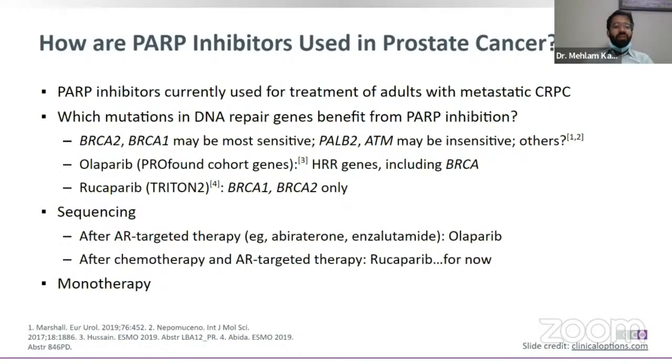So how are PARP inhibitors used? They are currently used in treatment of metastatic castrate-resistant prostate cancer, mostly in those which have biomarkers like mutations in the DNA repair genes, that is BRCA1, BRCA2. They may be most sensitive. The rest are other genes like the HRR gene mutations, which is done on NGS. The other drug, rucaparib, is mostly used for BRCA1 and BRCA2 only, as per the evidence present. So when to use these drugs?